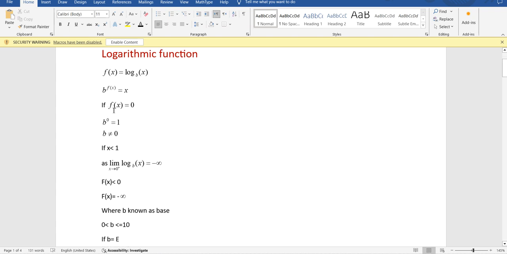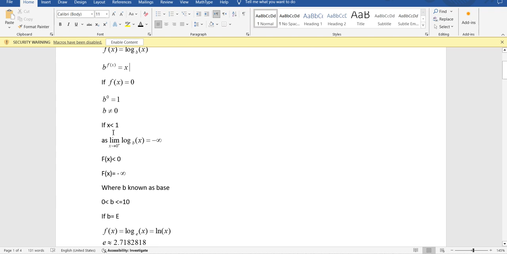For example, if f of x equals 0, b with power 0 equals 1. Any number with power 0 equals 1, except 0 with power 0, which is an indefinite value. As you see, b is impossible to equal 0 because 0 power 0 is an indefinite value.